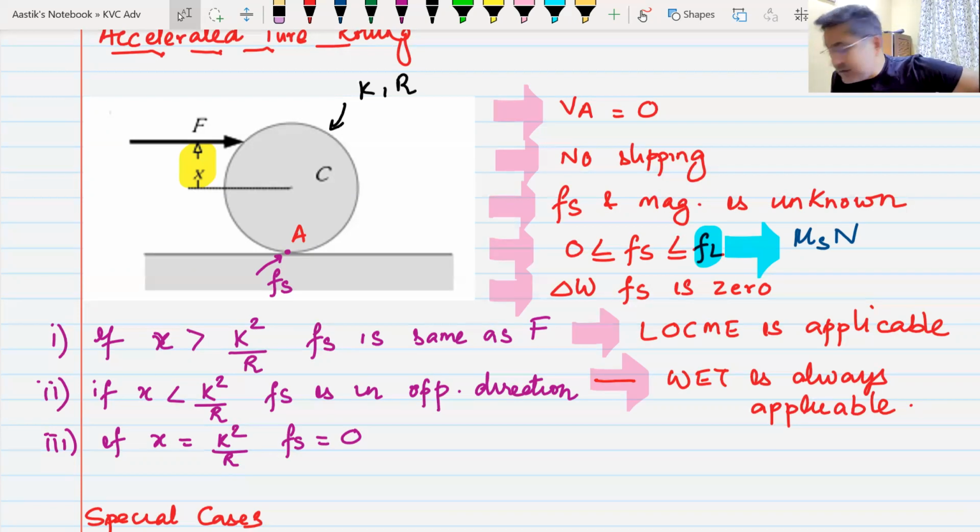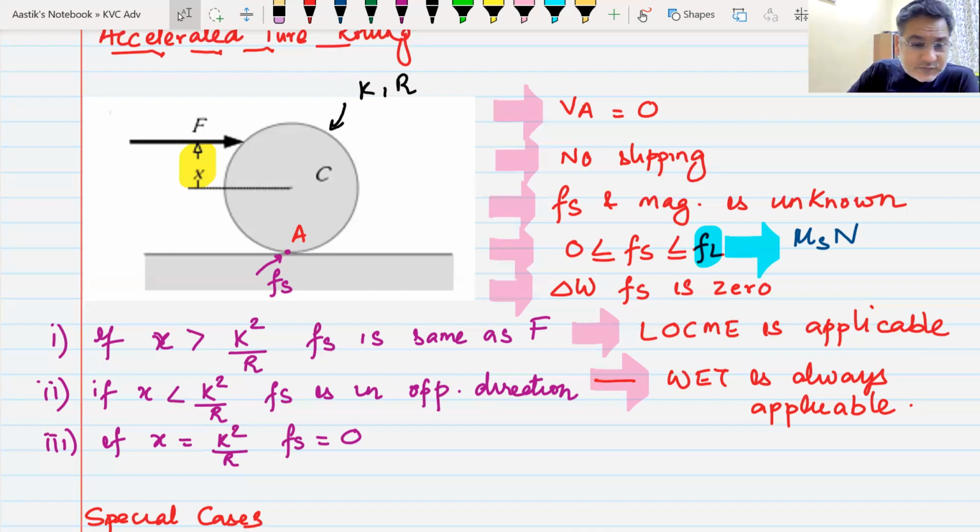If x is greater than k square by r, friction is the same as the force. If the force is forward, friction is forward. If the force is backward, friction is backward. If x is less, then you just have to remember one; if you can remember one, the rest will come automatically. If x is k square by r, then the value of friction is zero. You can have zero friction and still rolling.